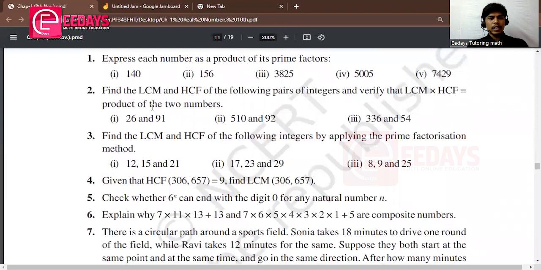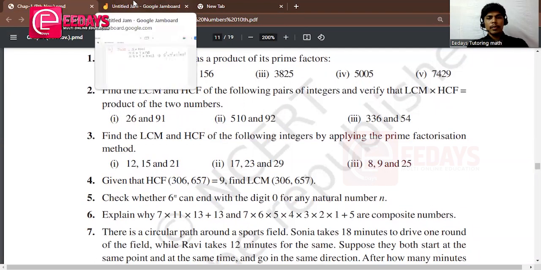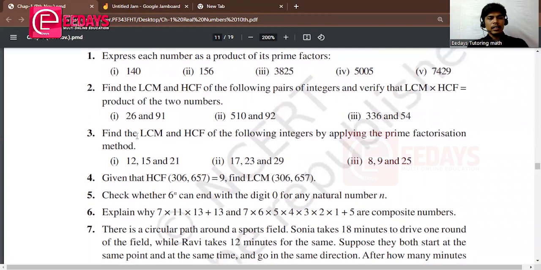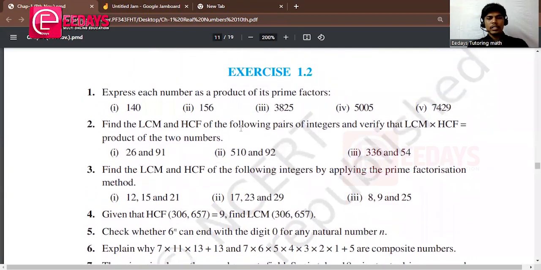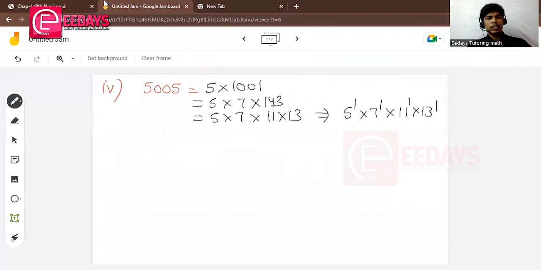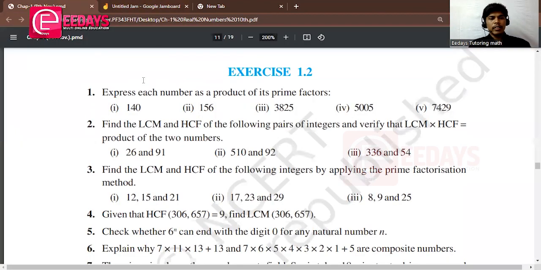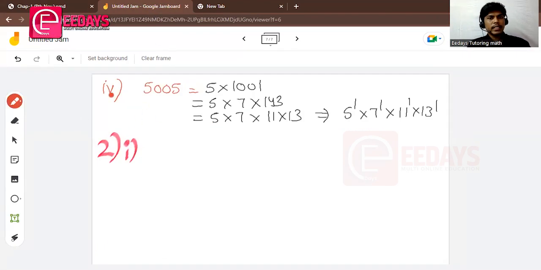Let's start with the second model. Find the LCM and HCF of the pairs and verify. Let's verify that LCM into HCF is equal to the product of two numbers. So it's not a big task. Second model, first one. What is the question they gave? 26 and 91. What is this 26 and 91? Can anyone please confirm?